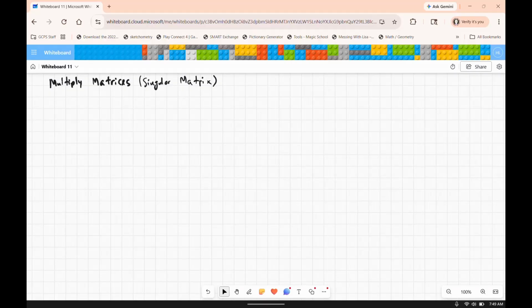In this lesson, we will learn how to multiply matrices and find the inverse. So let's say that we have a matrix A, which is 1, -1, 2, 0, and a matrix B, which is 2, 0, -3, 1.